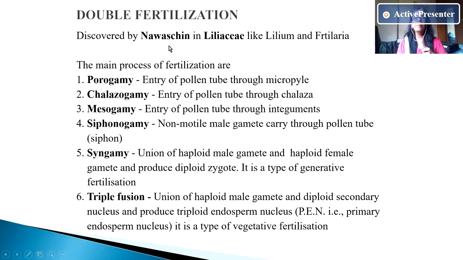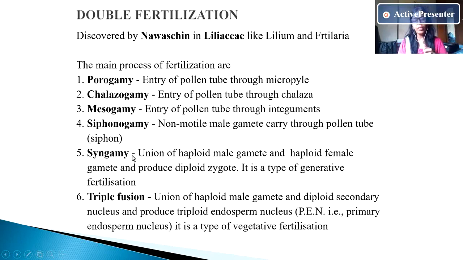It was discovered by the scientist Nawaschin in plants like Lilium and Fritillaria. The main types of fertilization: porogamy, where the gamete enters through the micropyle. Just now I told you the entry of the pollen tube through the micropyle is known as porogamy. If the pollen tube enters through the chalaza, it is known as chalazogamy. If it enters through the integument, the outer covering of the ovule, that is mesogamy. The non-motile male gametes are carried through the pollen tube, so it is known as siphonogamy.